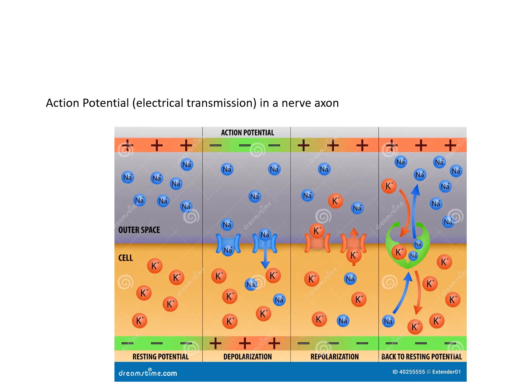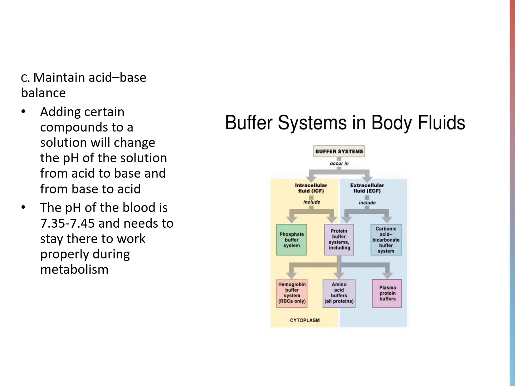So again, just a perfect explanation of the importance of ions in the human body. We will get into this much later in the course when we're studying the urinary system. We actually do a lab on this. But one of the third and most important things that ions do for the body is they help to maintain an acid-base balance. In other words, they're helping to maintain the pH of the solutions that are found in the body.